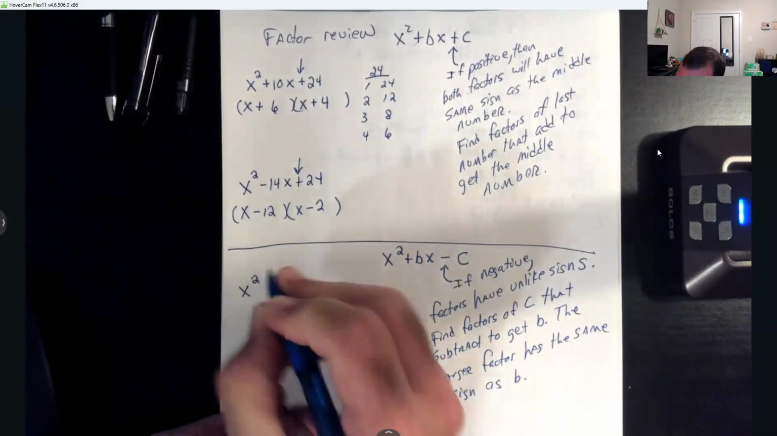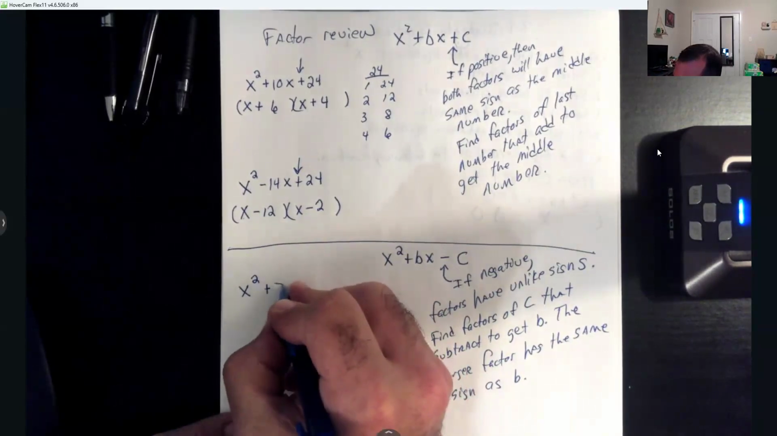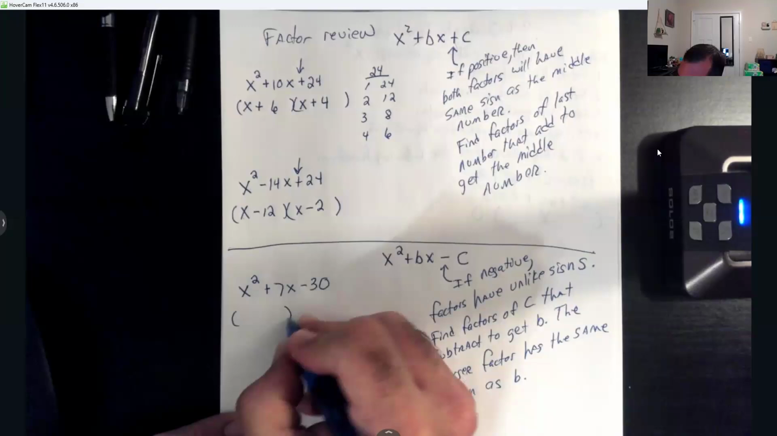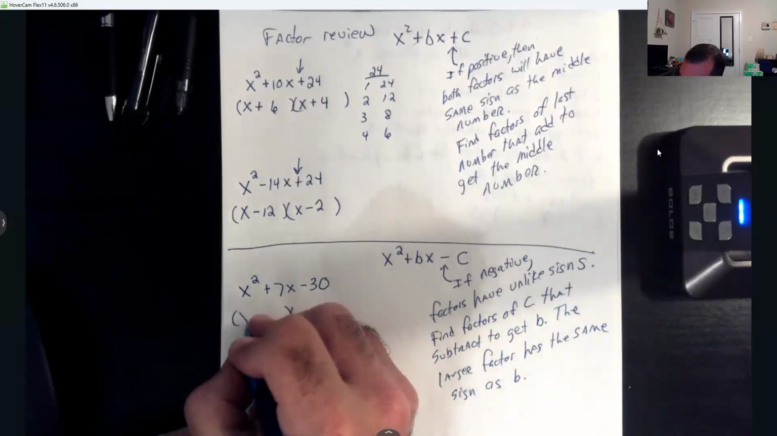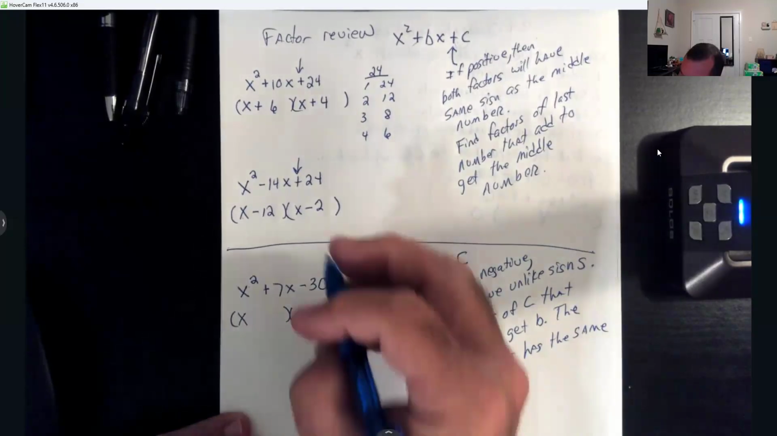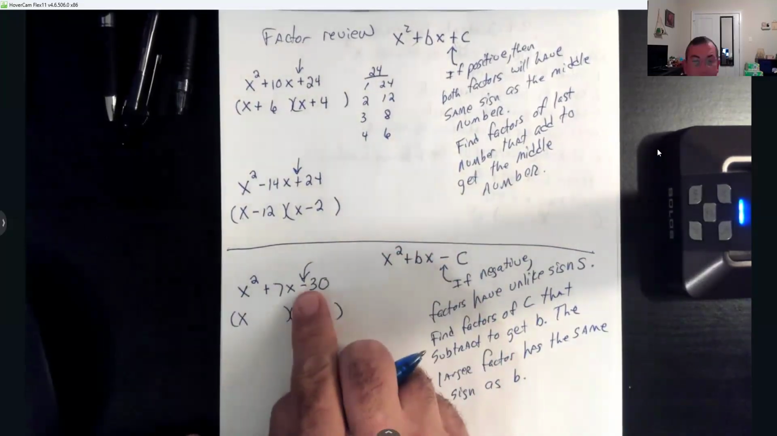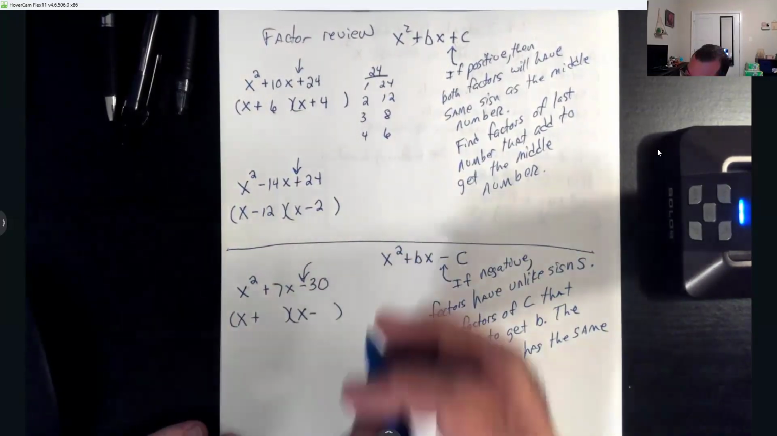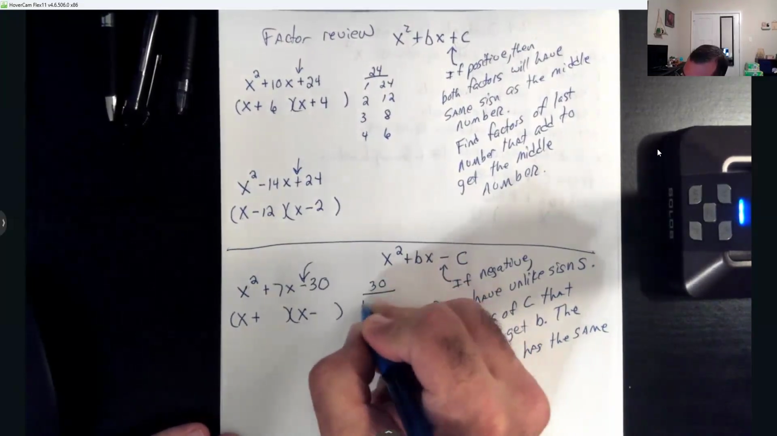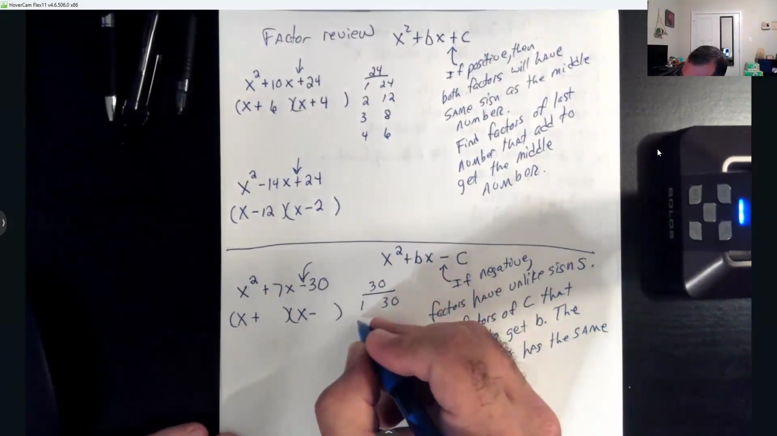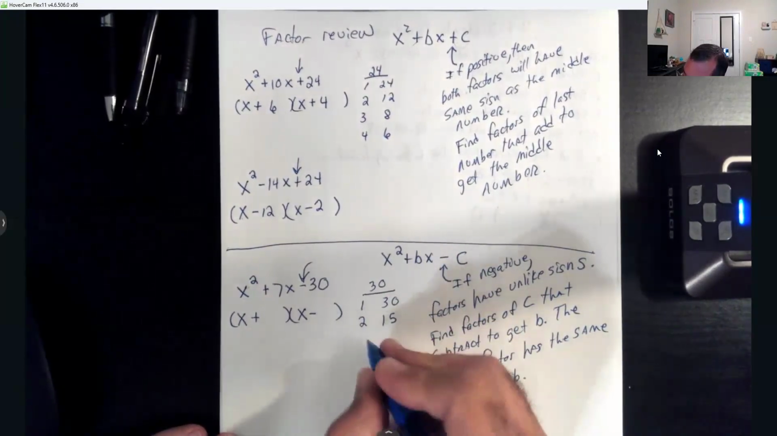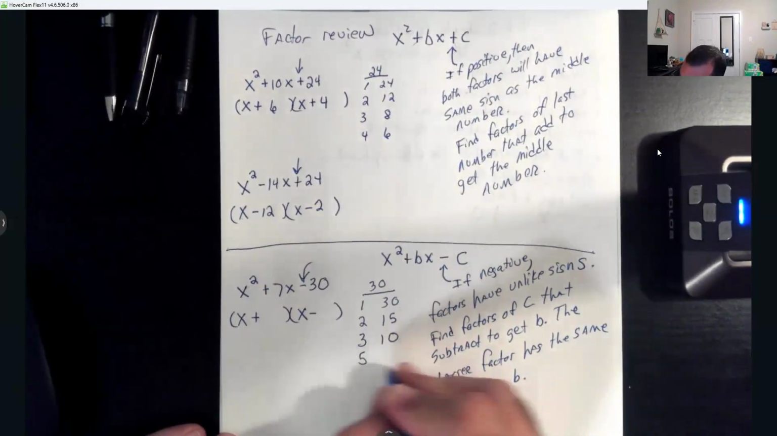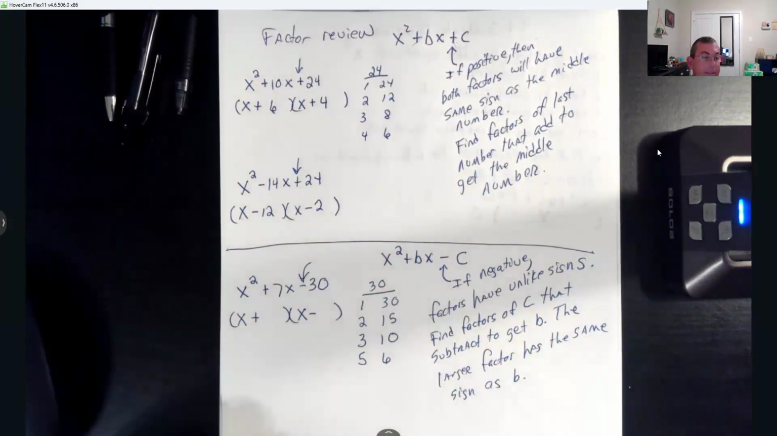I got an x squared plus 7x minus 30. So I'm going to make my parentheses. X squared is an x and an x. That last number is negative, so we're automatically going to make a plus and a minus. So y'all, let's find factors of 30. That'll be 1 times 30, 2 times 15, 3 times 10. Let's see, 4 don't work, and then we got what, 5 times 6.